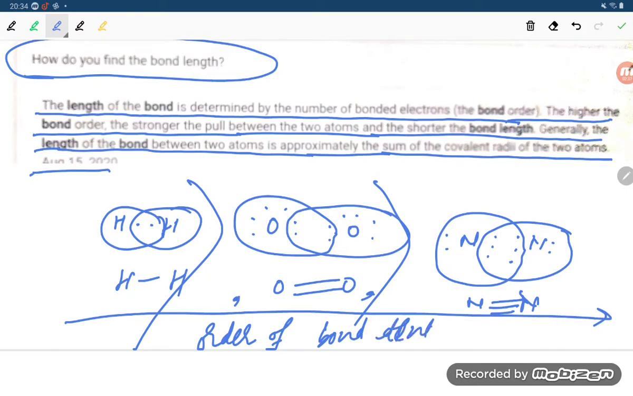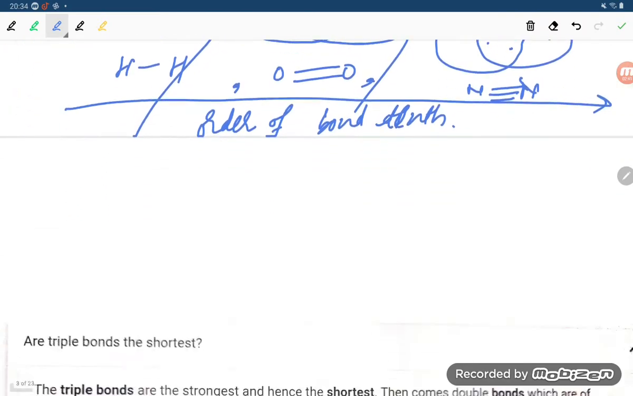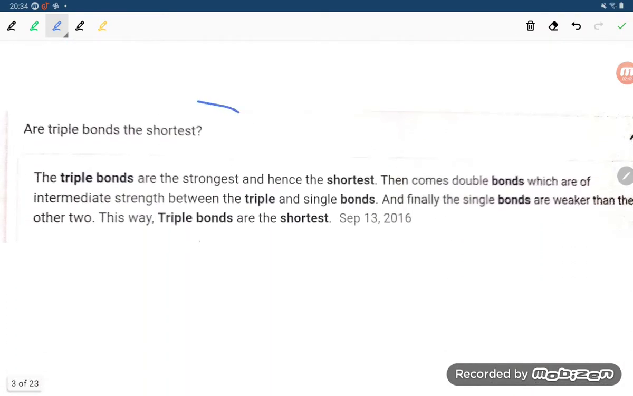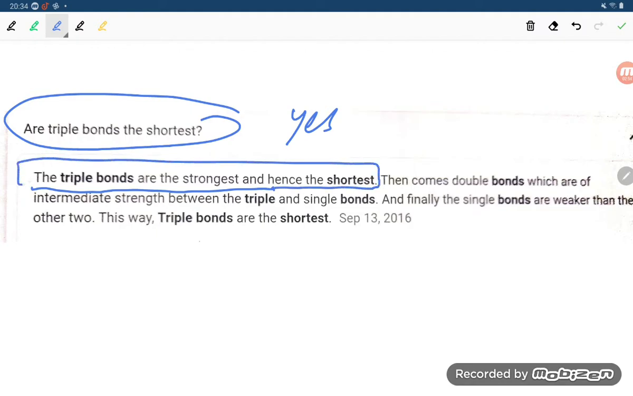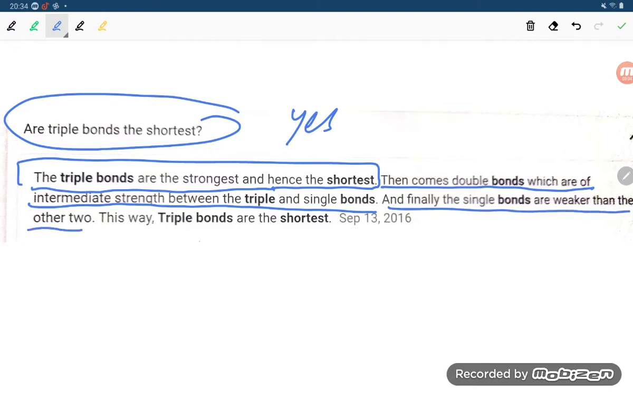Which has the highest bond length? H-H is a single bond, then double bond, then triple bond. Which are the shortest? The answer is triple bonds. Read out: the triple bond is the strongest and hence the shortest. Then comes the double bond, which has intermediate strength between the triple and single bond. And finally, the single bond is the weakest of the three. This way the triple bond is the shortest.